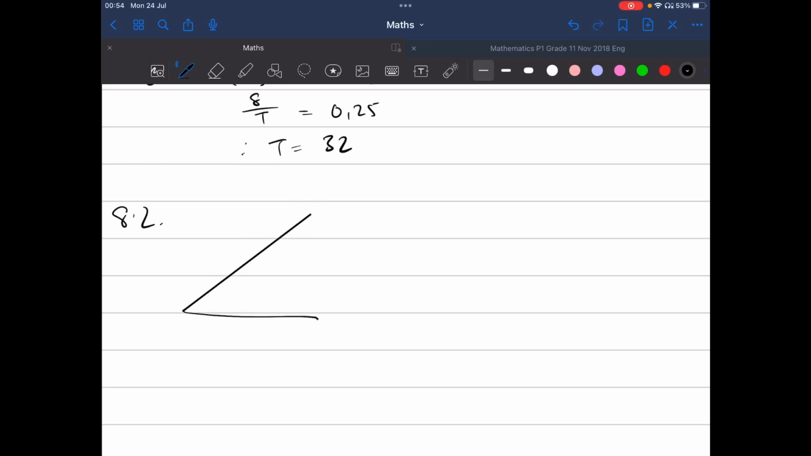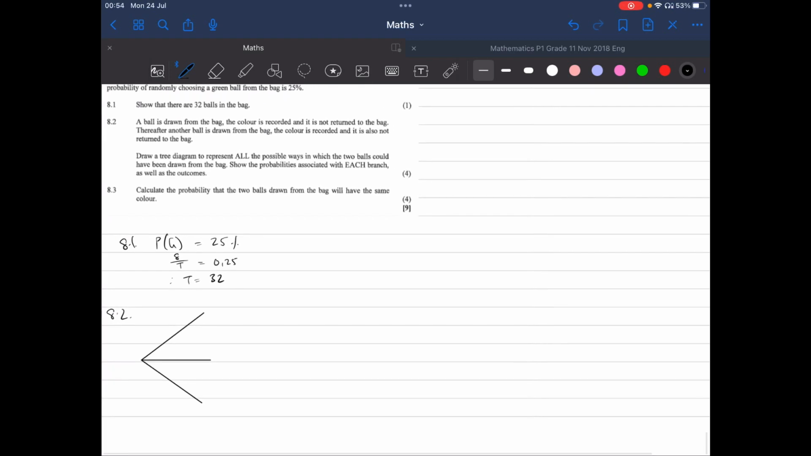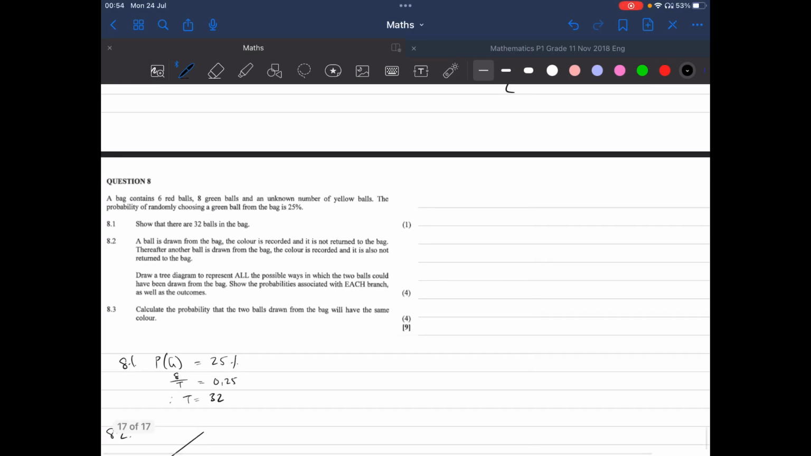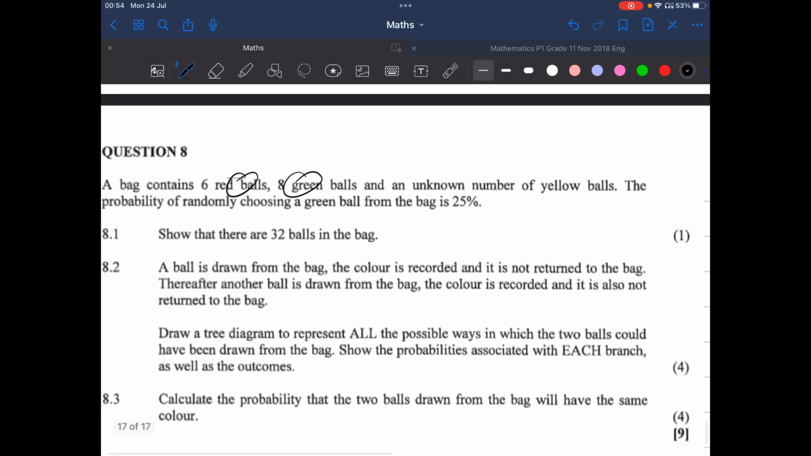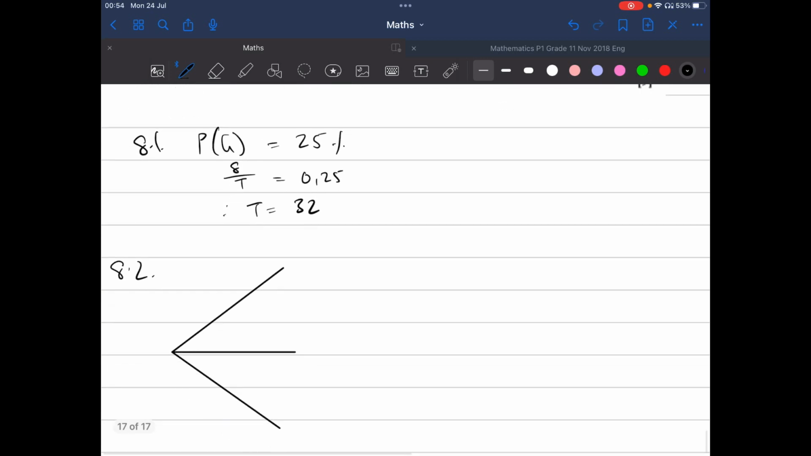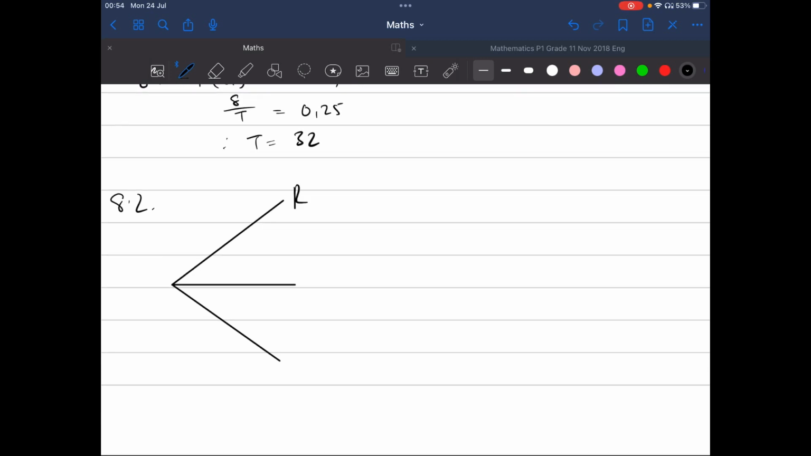When I initially start, I have 3 options, right? Well, there's 3 outcomes that could happen, let's say rather. I can either draw a red or green or yellow. Okay, so red, green or yellow.